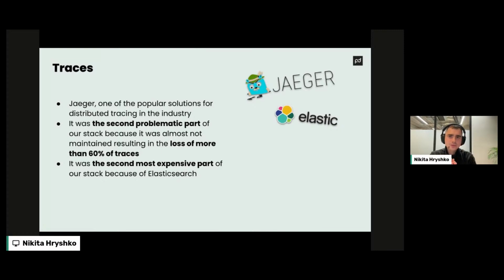And believe me, it was not because of some kind of sampling strategy. This component turned out to be highly unreliable. And also, it evolved into the second most expensive component of our stack, primarily due to the use of Elasticsearch.